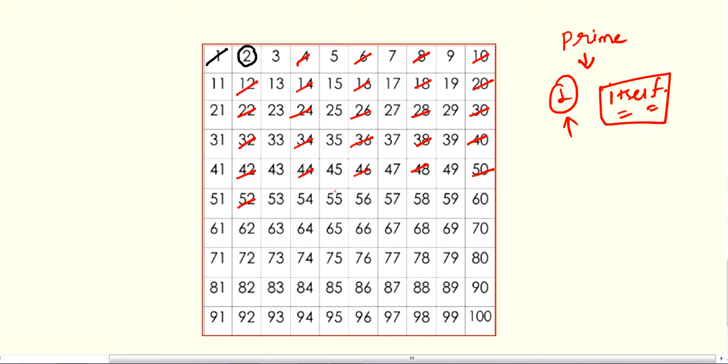Next is 52, 54, 56, 58, 60, then 62, 64, 66, 68, 70. These are all multiples of 2. 72 also goes, 74, 76, 78, 80, this 90 also goes, 100 also goes. These will all be striked out, all will be cancelled.